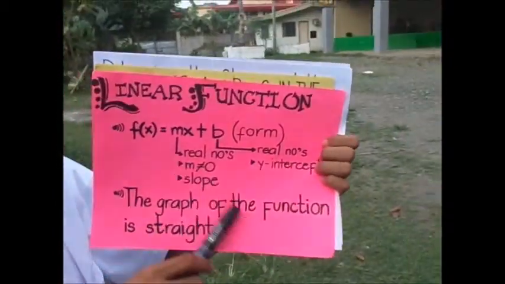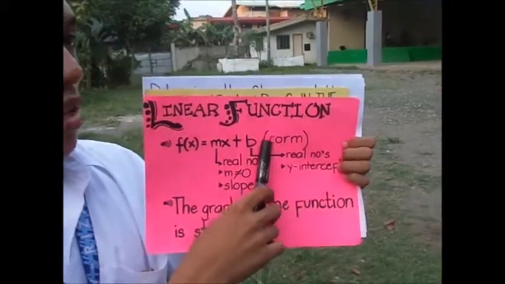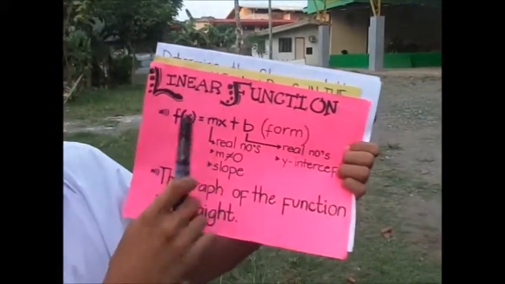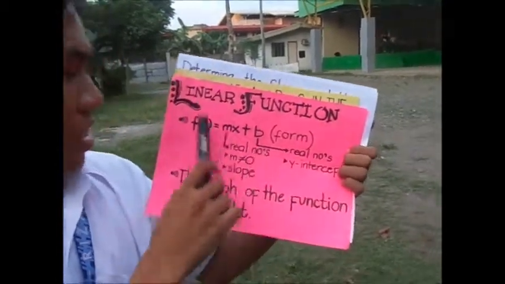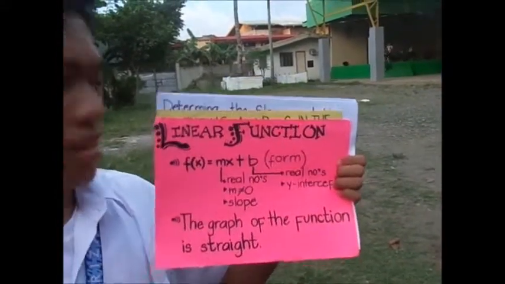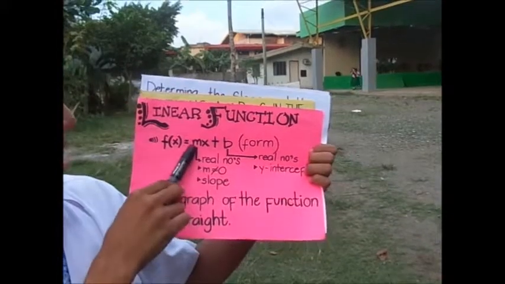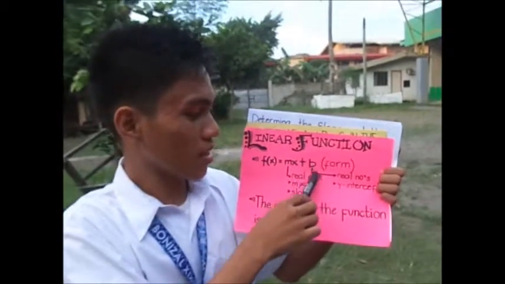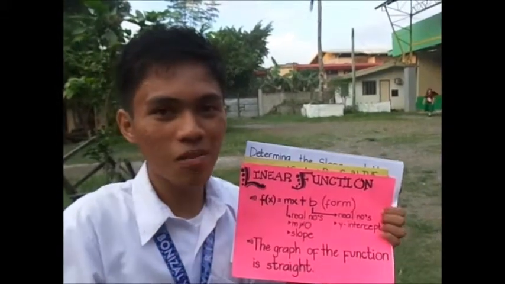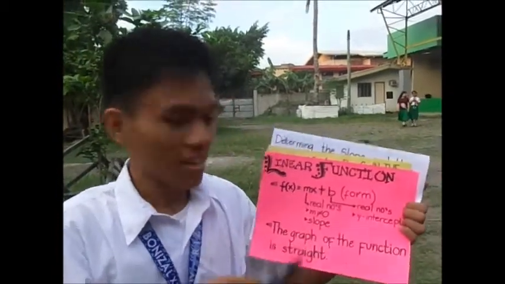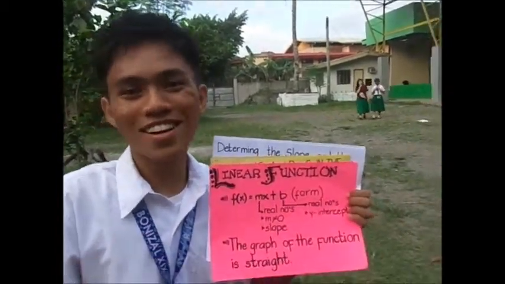Linear function, yung na-take up namin base doon, linear function ay yung may form siya. The linear function form is f of x equal to mx plus b. This is the form of the linear function. Then, itong m, this represents the slope, and this b, this represents the y-intercept. The slope and the y-intercept must be a real number. Remember that the graph of the function is always straight because it's linear.